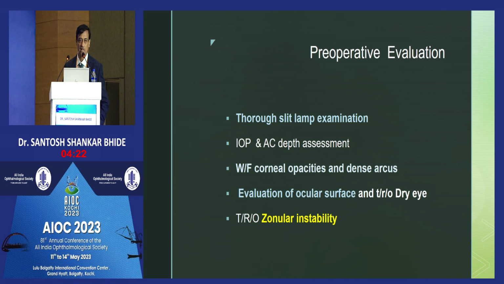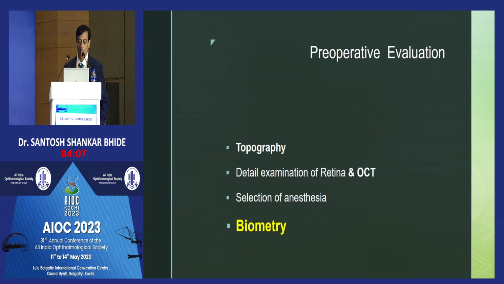Sometimes we feel on slit lamp examination the zonules are okay, but in the OT we find that the anterior chamber is so deep, and once we start injecting the viscoelastic, we find that zonules are really weak and there is a lot of zonular instability, and we are not prepared for such a case. Topography is a must if we are planning toric implants in cases of pre-existing astigmatism. Detailed examination of the retina and doing OCT is a must, especially so if we are doing premium implants.